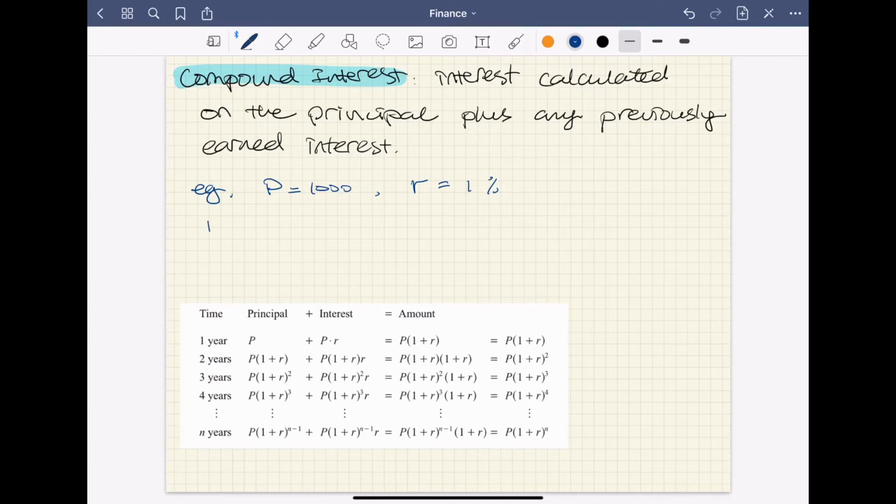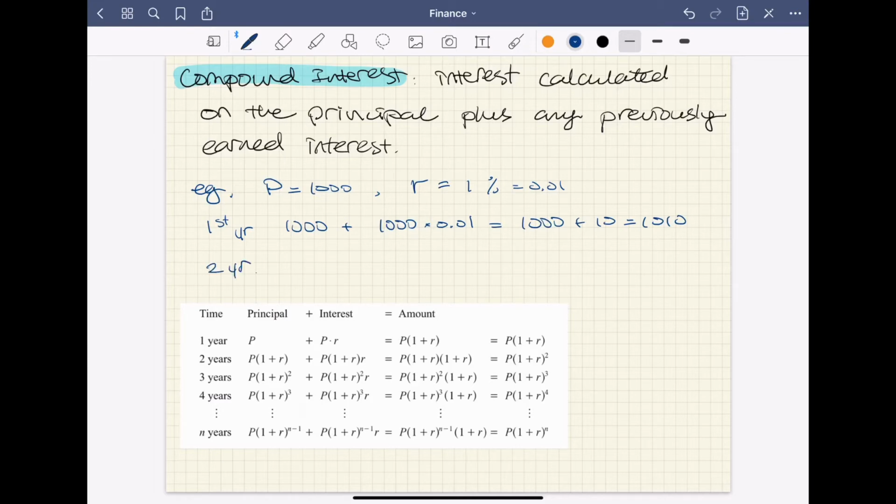So for the first year, the amount I'm earning will be $1,000 plus $1,000 times 0.01. And because it's just 1 year, I'm just gonna ignore the times 1 for the time. So this is the same as 1,000 plus 10, which is 1,010. So the amount I'm earning for the first year, after 1 year, is 1,010.